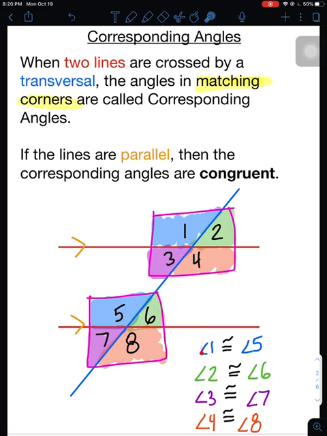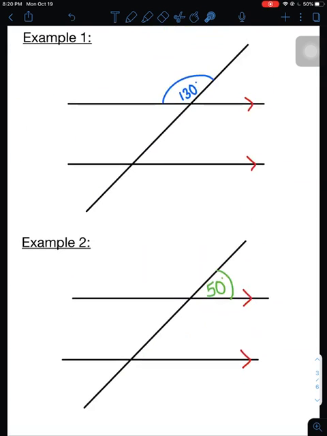Okay? Why? Because we identified these to be corresponding. They're in the matching corners and the lines are parallel. So that means we can say that those are congruent. Okay, again, you can pause it and take some notes down before I go to the first example.